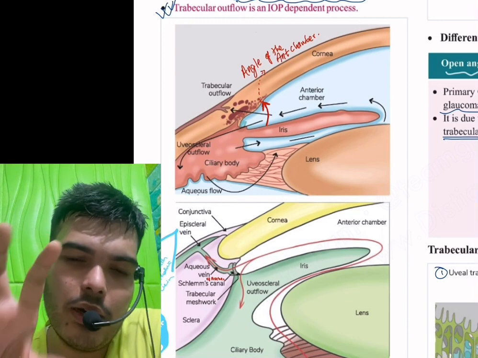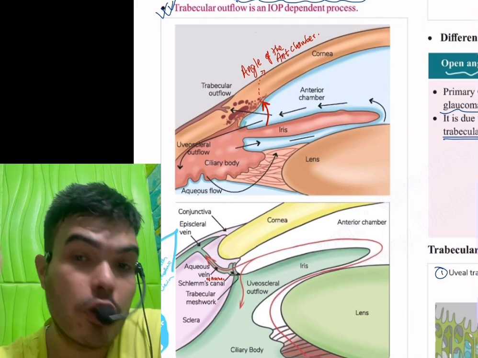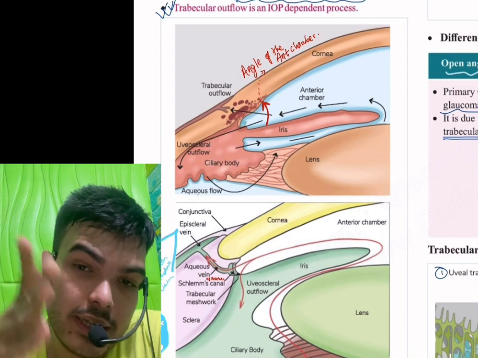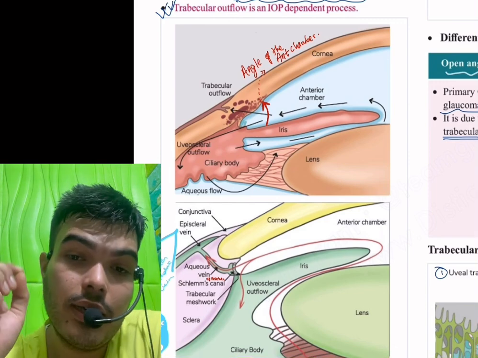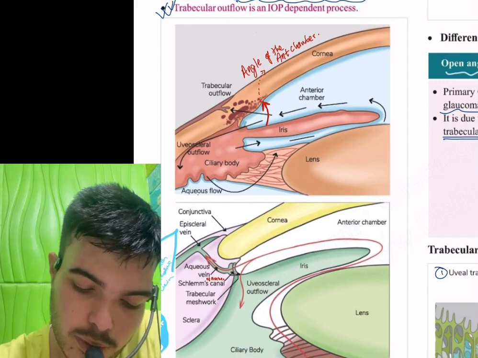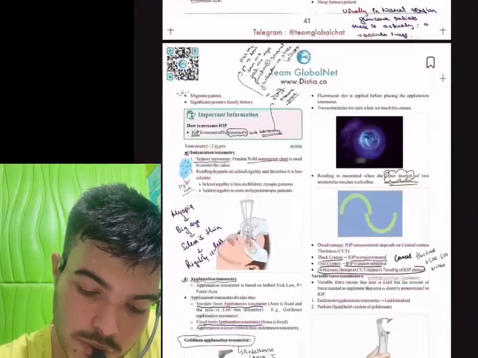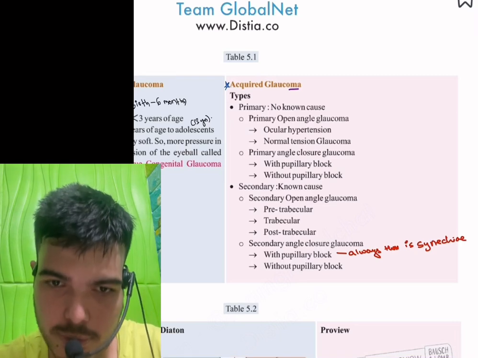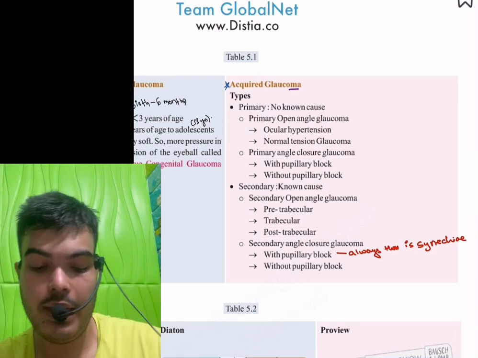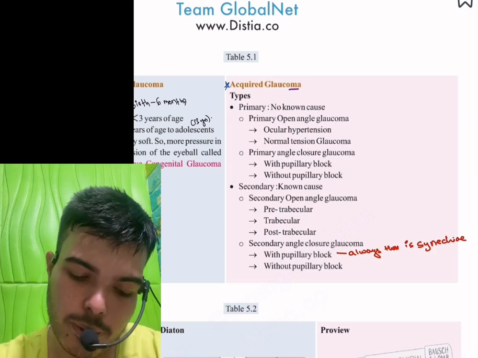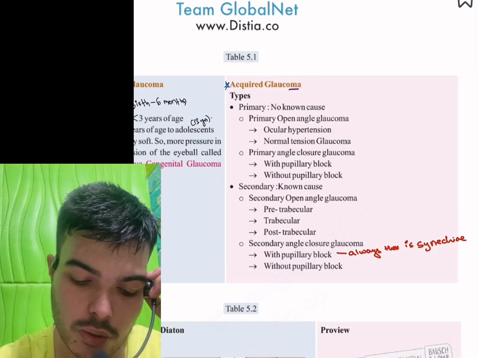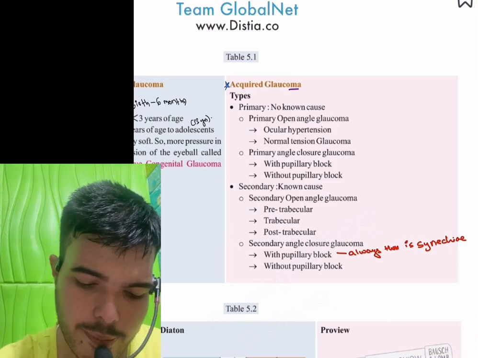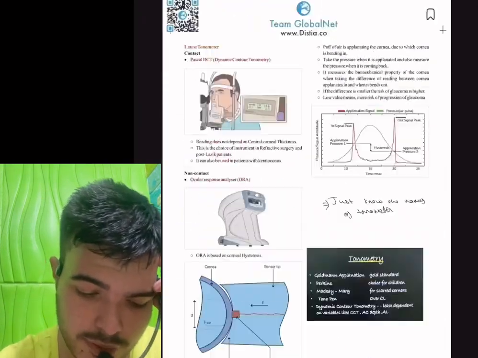Primary open angle glaucoma is divided into either normal tension glaucoma or ocular hypertension. And secondary open angle glaucoma is divided into with pupillary block or without pupillary block. We have already discussed this over here also. Primary angle closure glaucoma is also with pupillary block or without pupillary block. Secondary angle closure also is with pupillary block or without pupillary block. This classification is very important. Just memorize it. The concept part I'll be giving you.